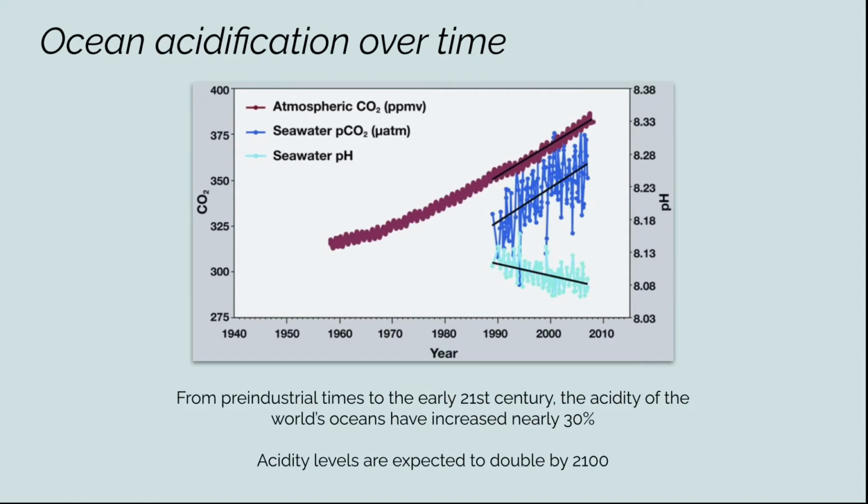So scientists aren't exactly sure when ocean acidification began, but as of now, we know that the Industrial Revolution of the 1800s triggered an escalation of carbon dioxide levels in the atmosphere. And since that time, it has continued increasing. And also since then, the acidity of the world's oceans has increased nearly 30%, and acidity levels are expected to double by the year 2100.